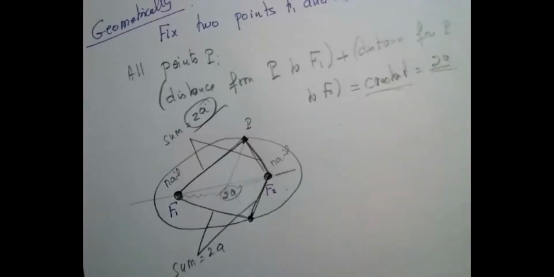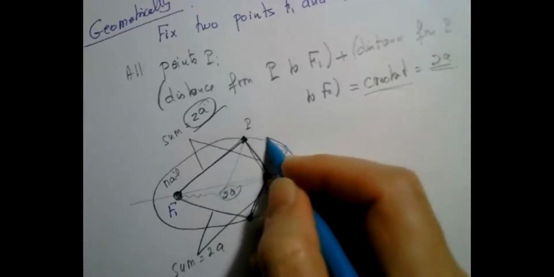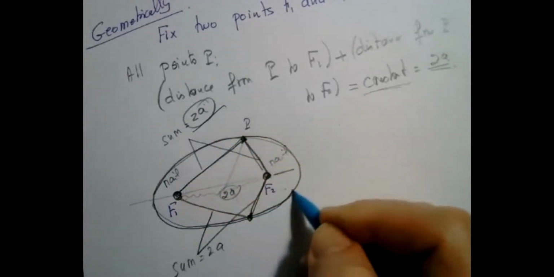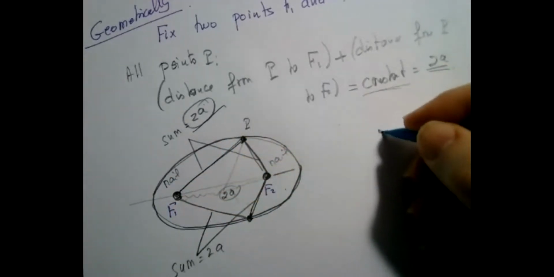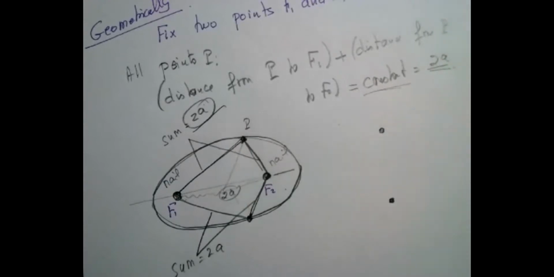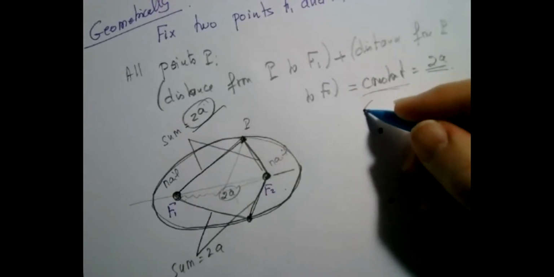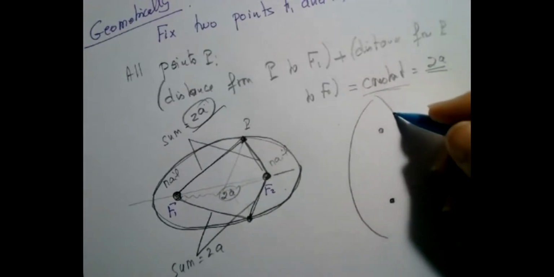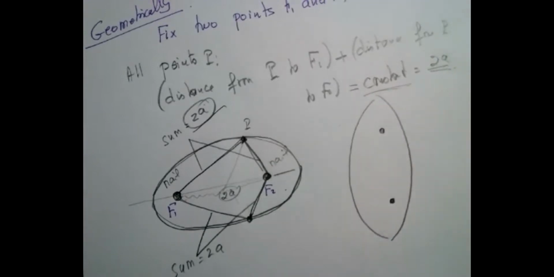So now we come back. When we take this, we're going to get this shape. Now, if I put the points I fixed here and here, I will get exactly the same thing, but my ellipse will be elongated vertically instead of being elongated horizontally. So that's geometrically what an ellipse is.